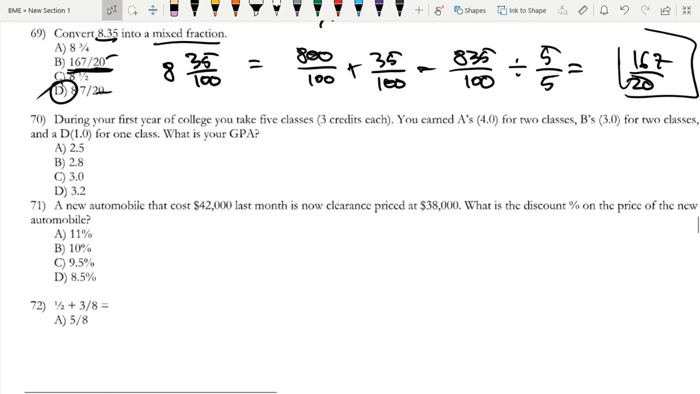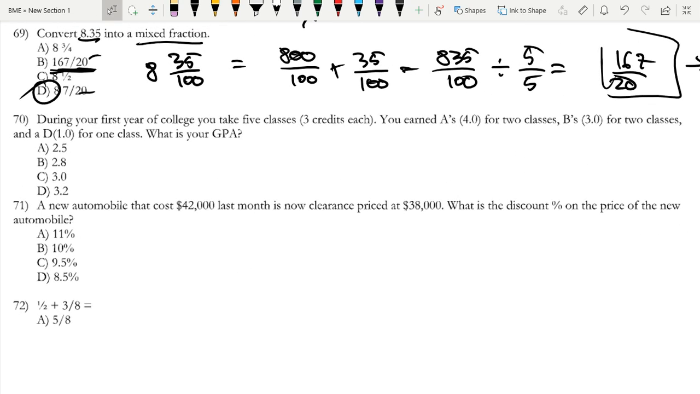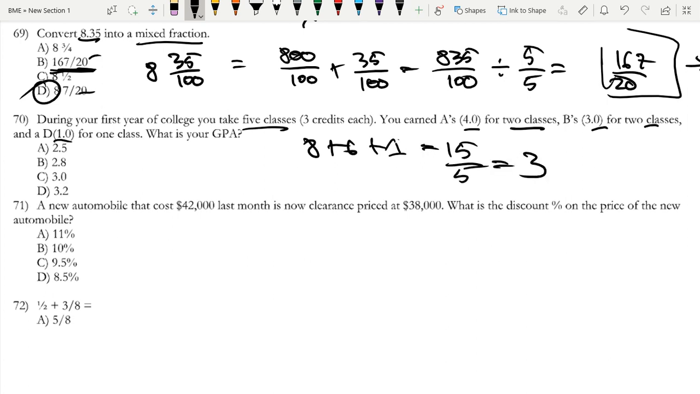Next, during your first year of college, you take 5 classes, 3 credits each. You earn A's for 2 classes, B's for 2 classes, and a D for 1 class. What is your GPA? Well, if you earn A's for 2 classes, that is 8, 4.0 times 2. B's for 2, that is 6. And D for 1, that is 1. The total amount here is 15. And you have 5 classes, so divided by 5, this is equal to 3.0, which is option C.